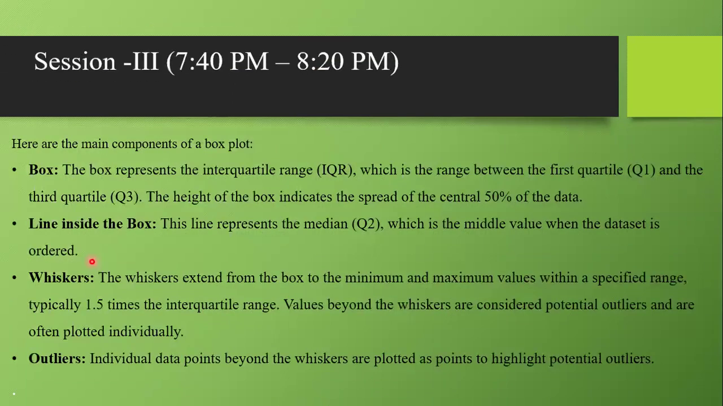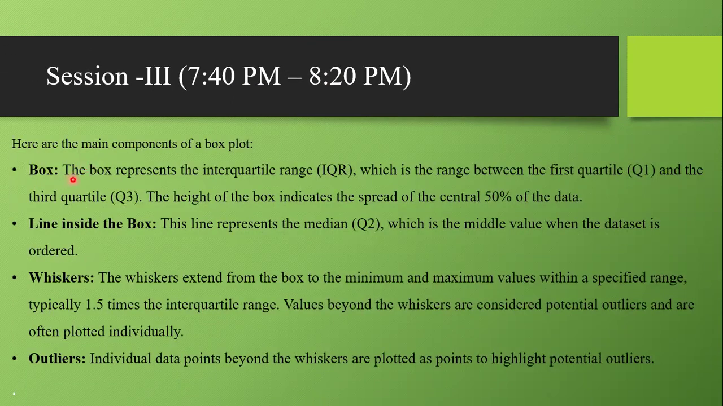Here are the main components of a box plot. The box represents the interquartile range, IQR, which is the range between the first quartile and the third quartile. Basically, we have a box in a box plot, and it represents the interquartile range. The height of the box indicates the spread of the central 50% of the data.